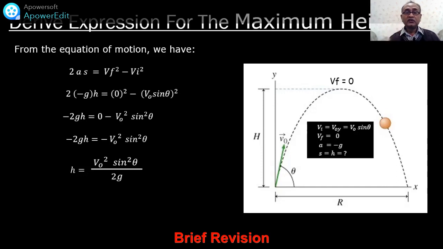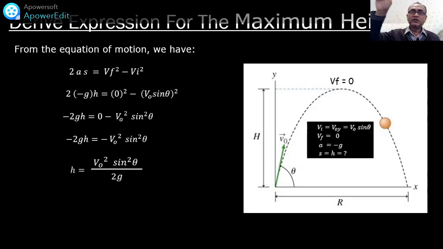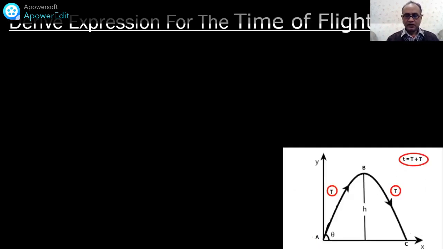V naught means initial velocity. So when you jump, the height of the jump will depend on the initial velocity and the angle theta. If these two things are greater, the height reached would be greater, right? And g is the attraction of the earth. That is why it will reduce the height, and that is why it is inversely proportional over here. So this is the basic formula.